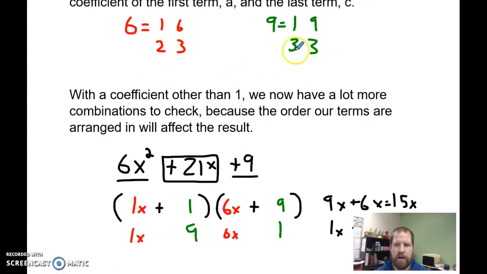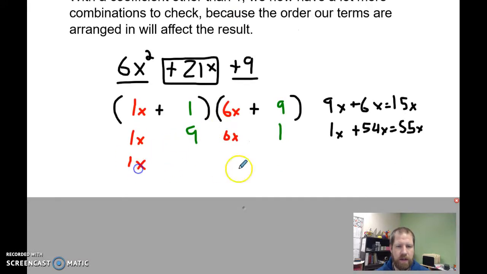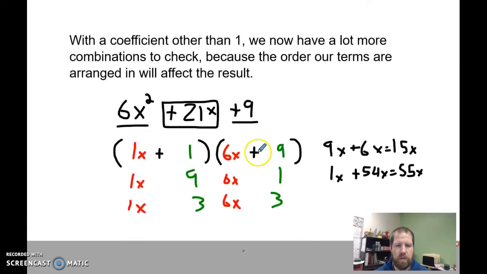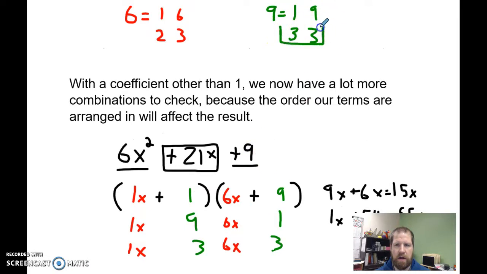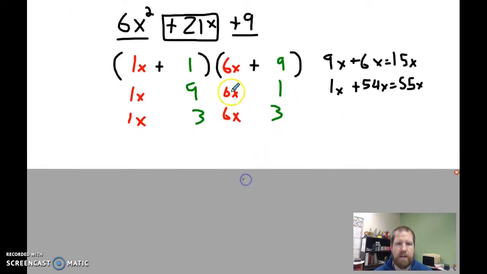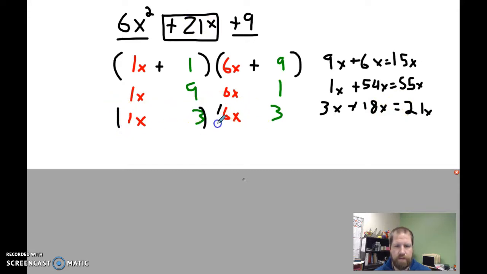I've got to look at my next set. So I'm going to stick with 1 and 6 for now, but I'm going to change to 3 and 3. So I've got my 1x, my 6x, and my 3 and my 3. It is worth noting that in this case, because these are the same, this is basically a square of these two. I don't have to look at a different order because they're both 3's. So let's look at that one. I've got 1x times 3, 3x, and I've got 3 times 6x, which is 18x. 3x plus 18x equals 21x, and there we go. I got it. So this is my correct order. These are my correct binomials and my correct factors.